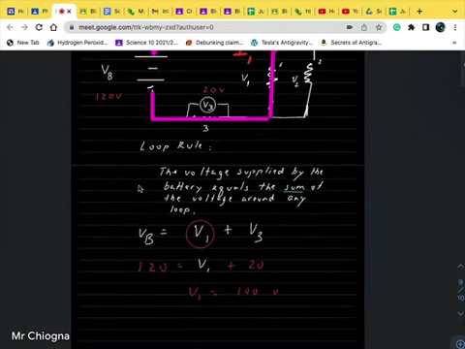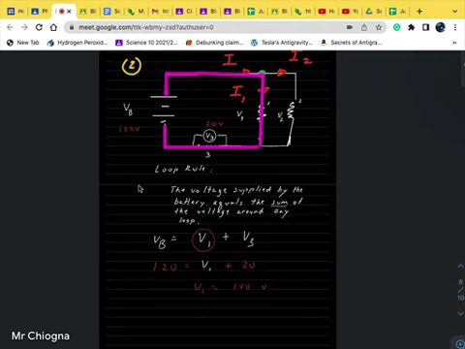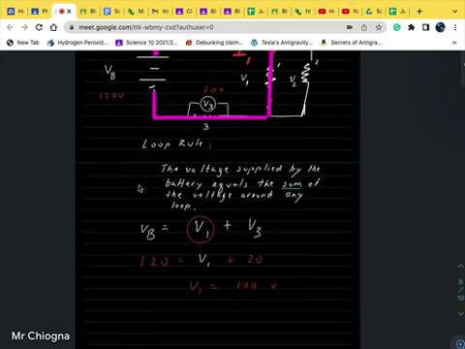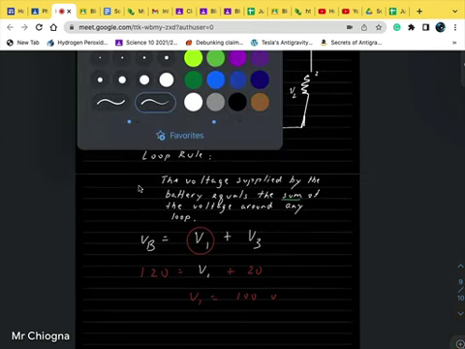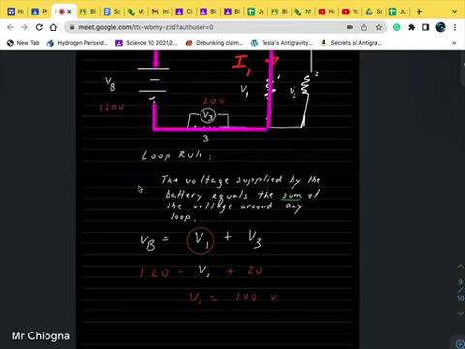That's the first loop. We just calculated what V1 is. I want you to do the same thing for the second loop. Shall I redraw the second loop? I'll redo the second loop in deeper blue.